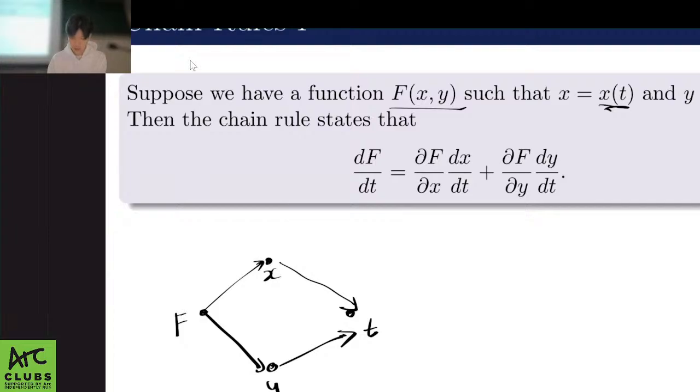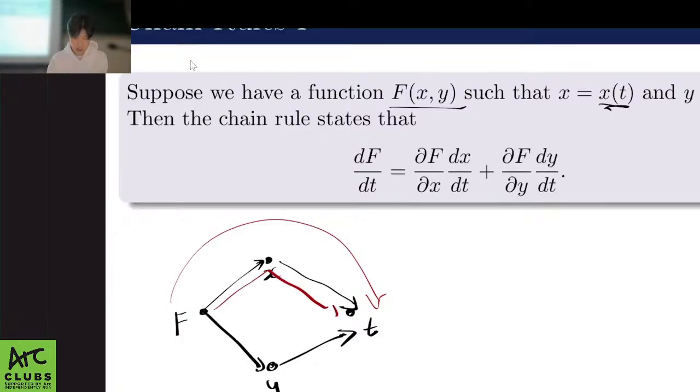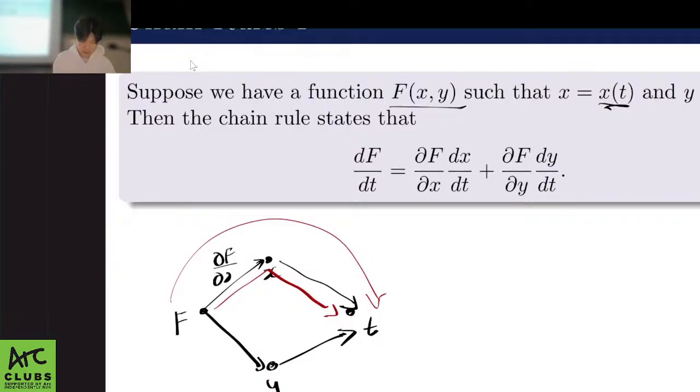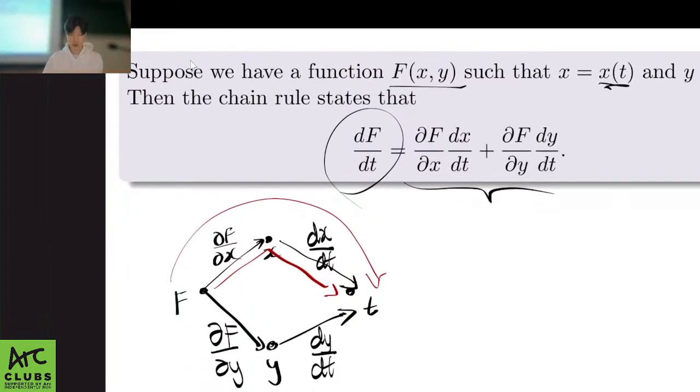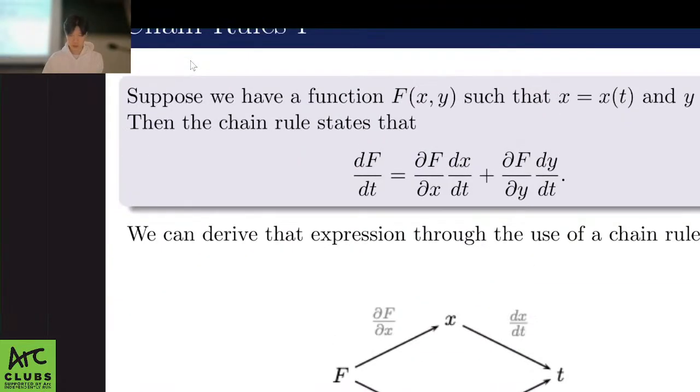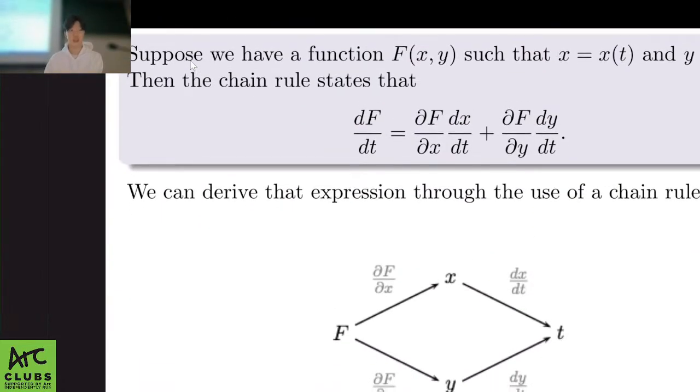So if I want to find the total derivative of f with respect to t, I can go two ways. I can go up and down. Since f is a function of x and y, it's going to be partial f on partial x on the top. And going from x to t, since x is only a function of t, it's going to be the normal dx on dt. I can also go the bottom way, which is partial f on partial y and dy on dt. Now adding these two up gives me df on dt. So yeah, drawing a graph makes the process more intuitive rather than just memorizing formulas.